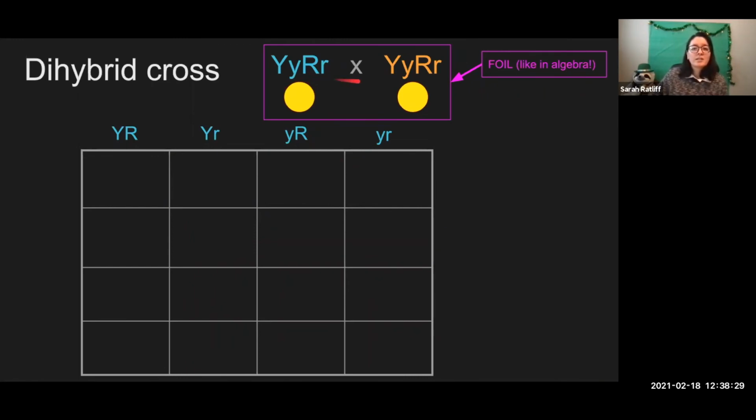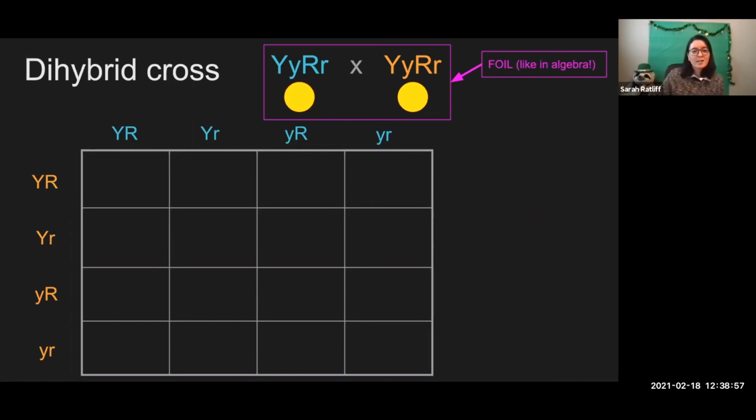With our second one here, happens to have the same genotype, so we're going to have the same foiling here. First, big Y, big R. Outside, big Y, little r. Inside, little y, big R. And last, little y, little r. That was the hardest part. Even I mess it up sometimes. And, you know, I've had a lot more practice.